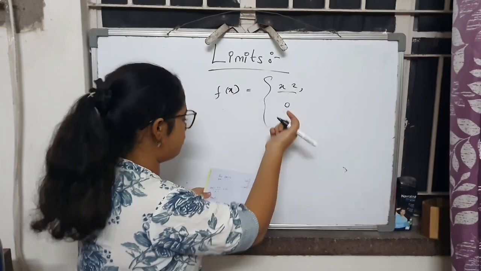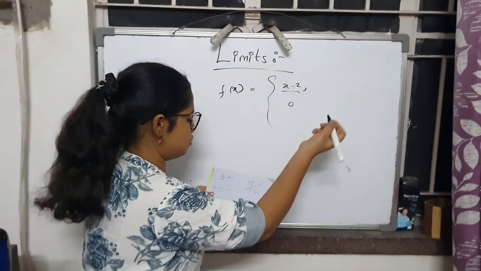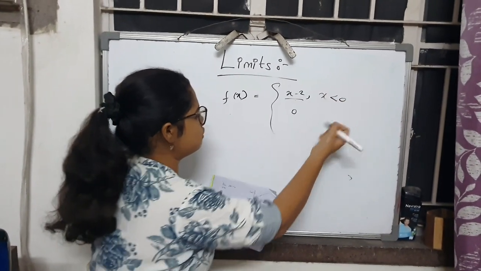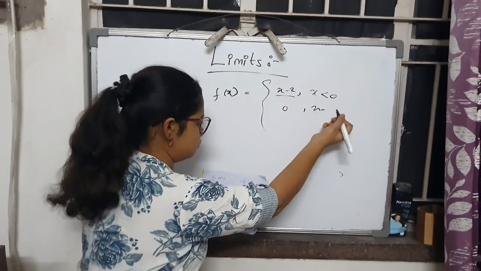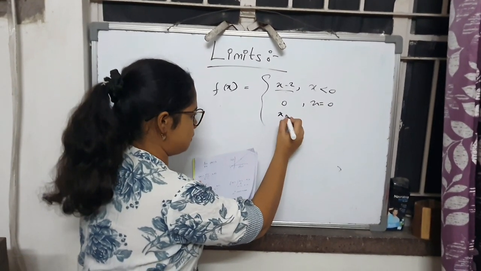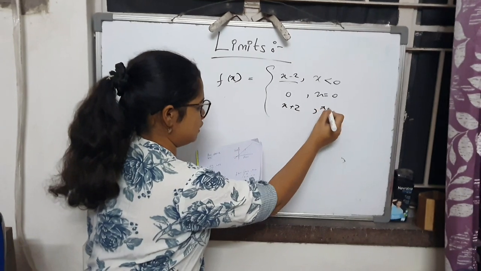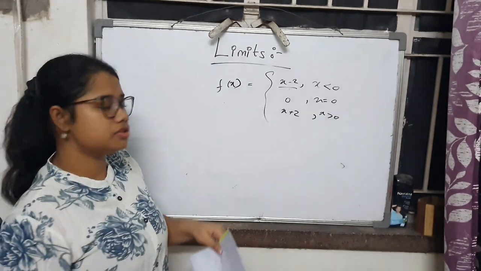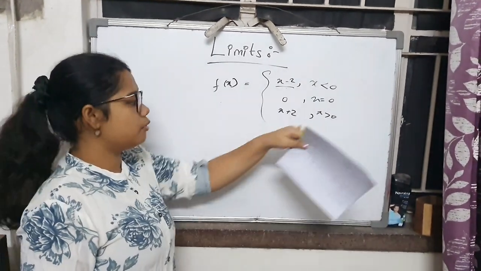Suppose we have a function f of x defined as x minus 2 for x less than 0, 0 when x is equal to 0, and x plus 2 when x is greater than 0. We are going to check whether the function's limit exists at the point 0 or not.